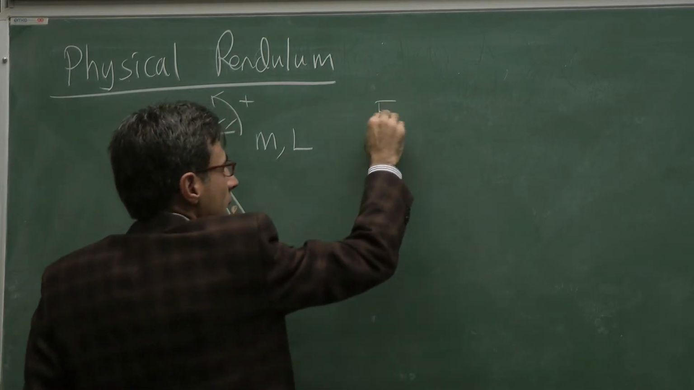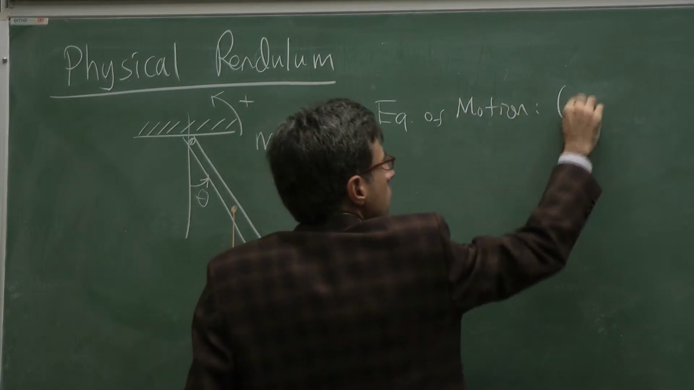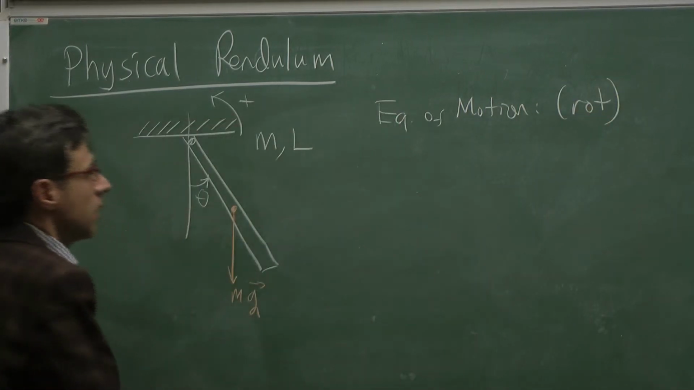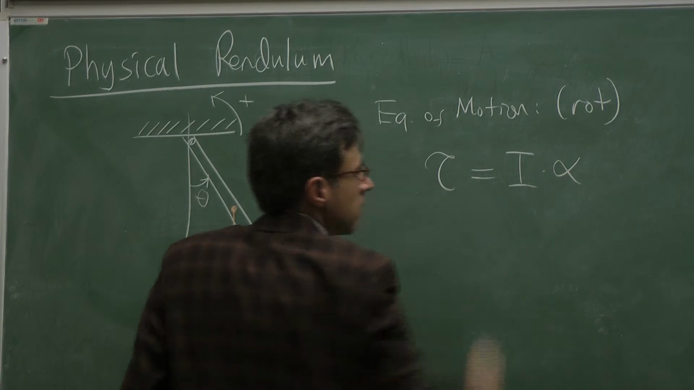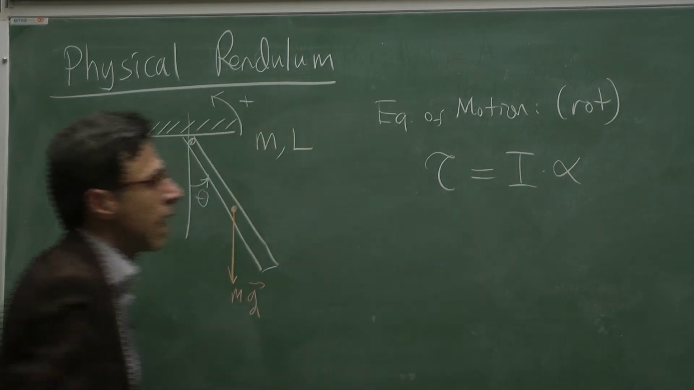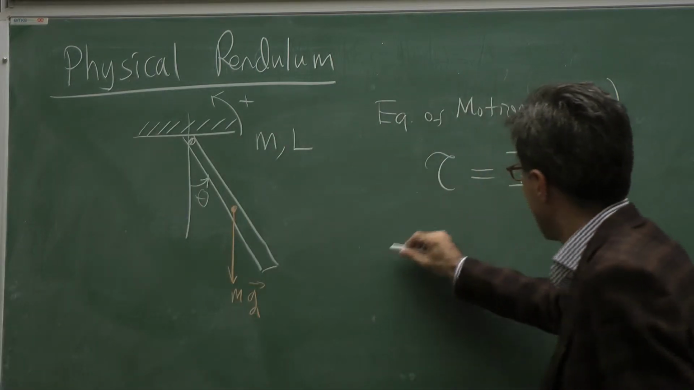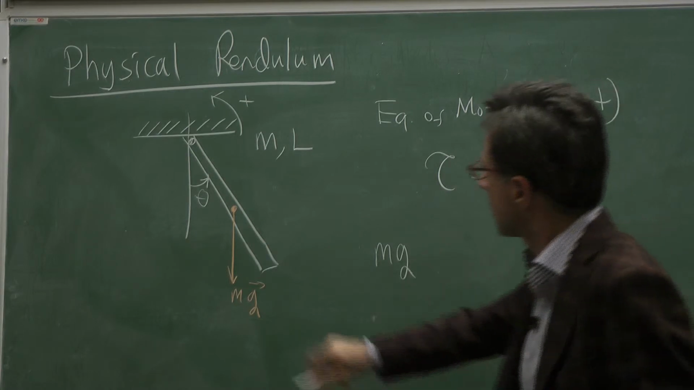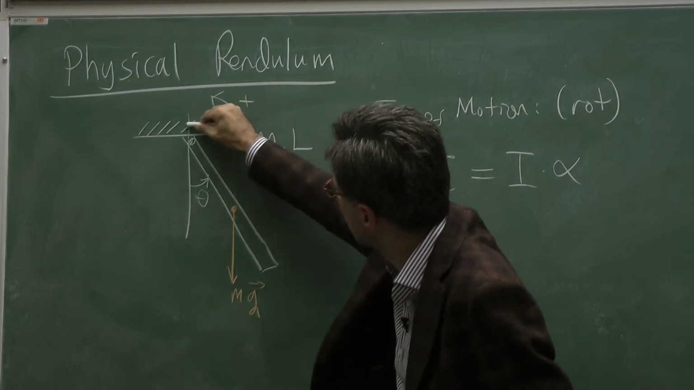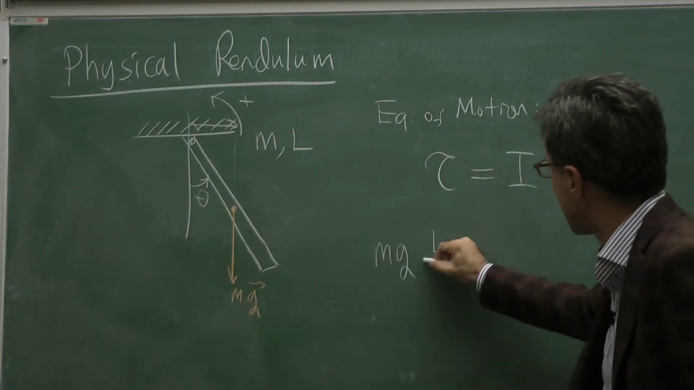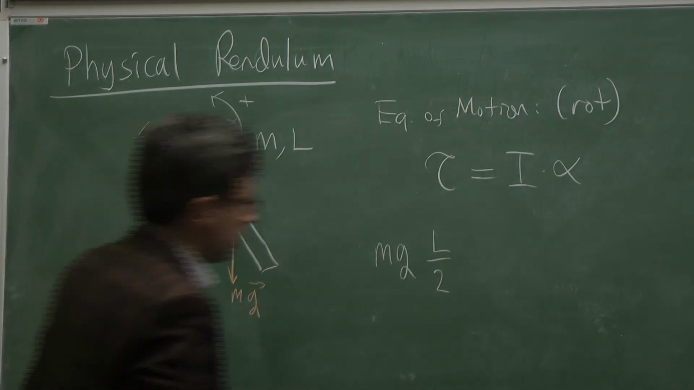And the equation of motion, not linear but rotational, can be written as torque is equal to I, the moment of inertia, times the angular acceleration. Torque then is equal to mg times the perpendicular distance. The perpendicular distance is L divided by 2, multiplied by sine theta.